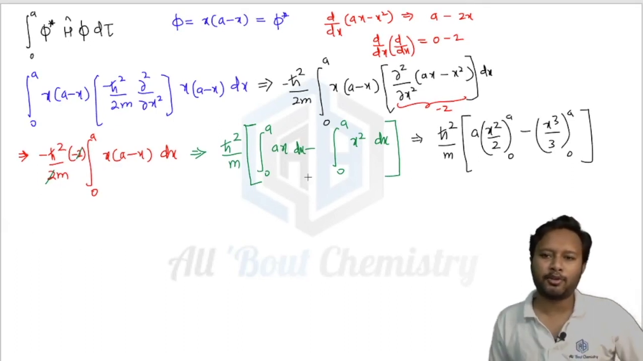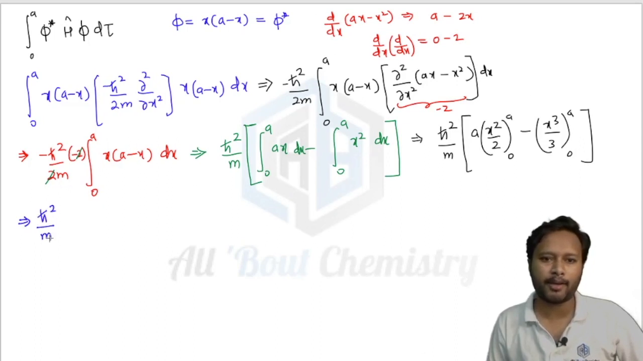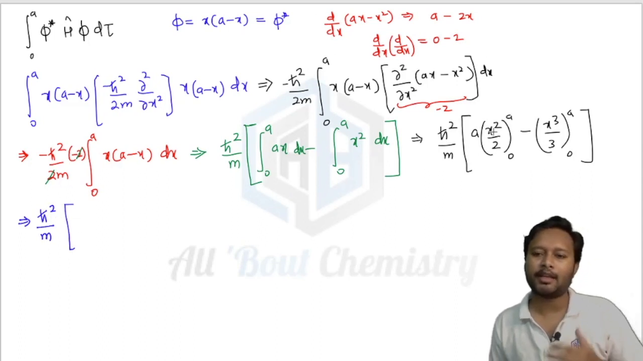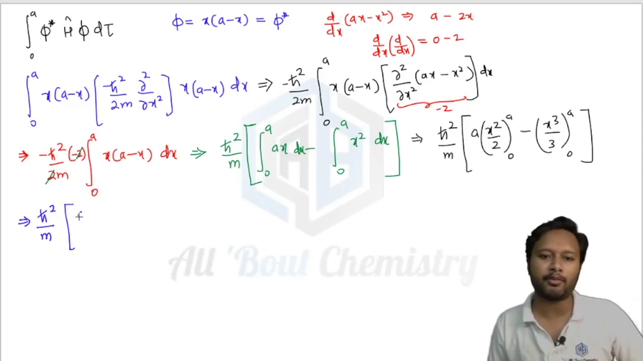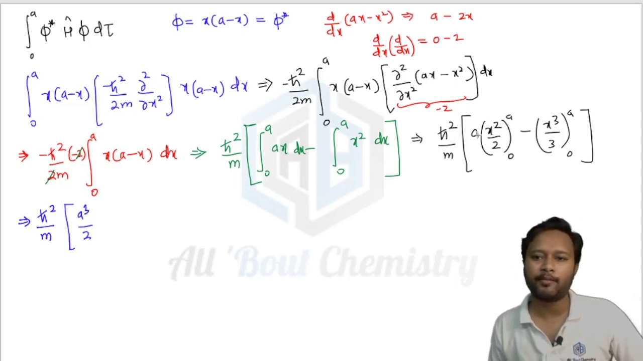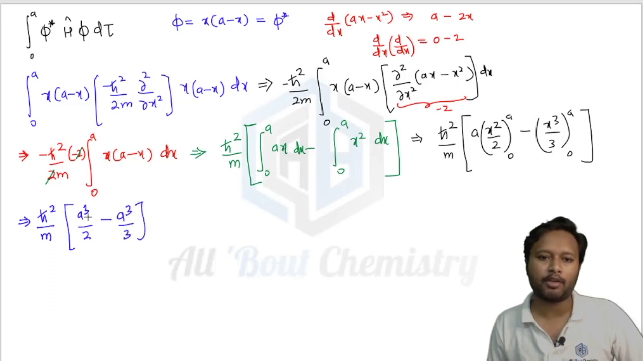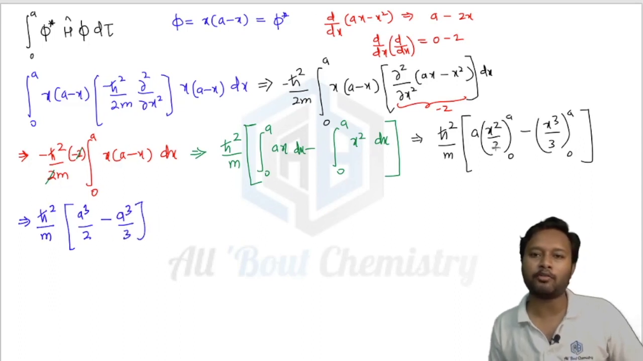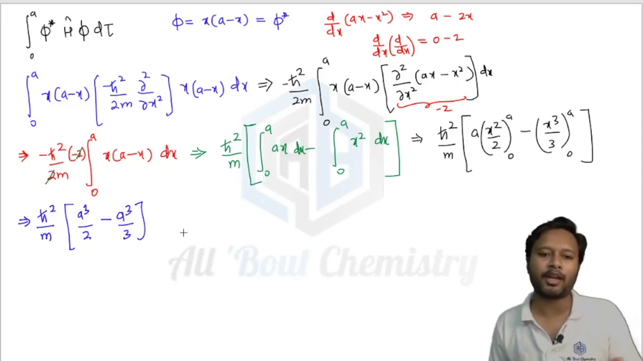Okay. So, you will be having this, that h cross square upon m, and over here you will be having in the bracket, it will be a square by 2 when you put the upper limit, and when you multiply it by a, it will become a cube by 2. Okay. So, a square multiplied by a became a cube, and minus this particular part will be like a cube by 3. Okay. Now, you have to take LCM and solve over here. I am not doing the lower limit part, as I have already told you. If you put 0, it will become 0 only. So, that will not make any difference.